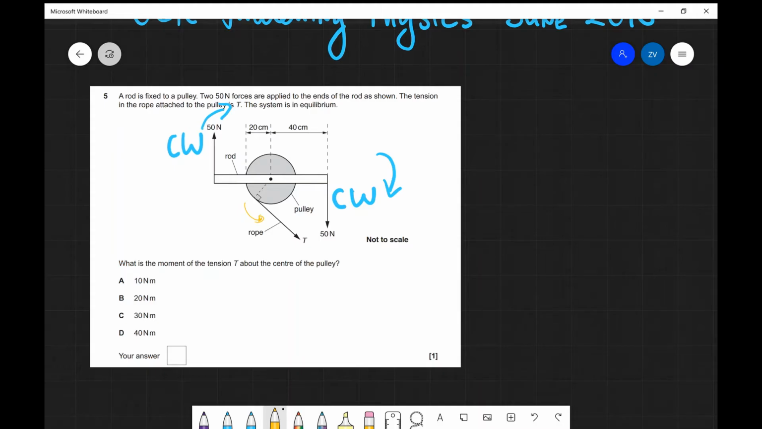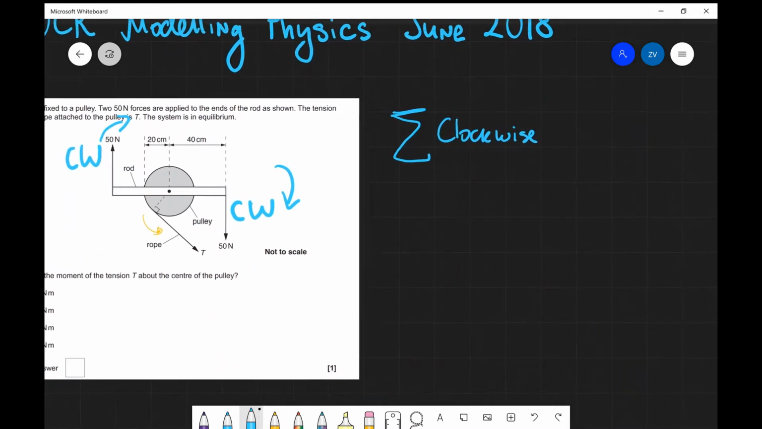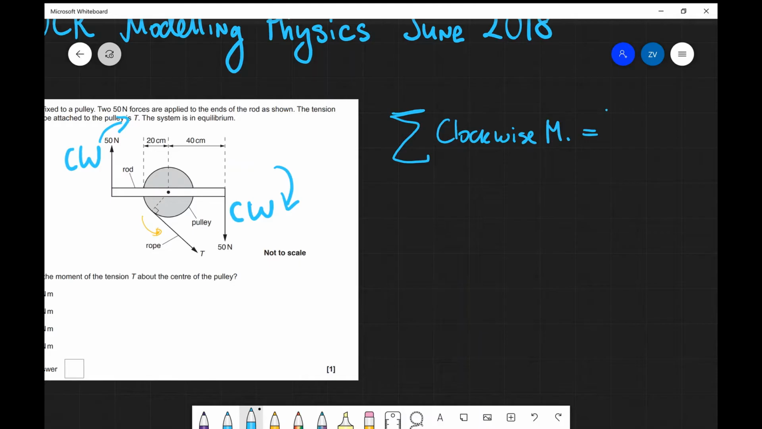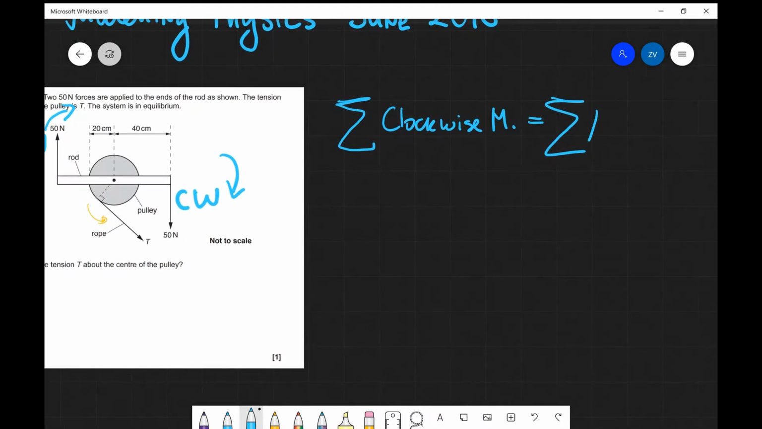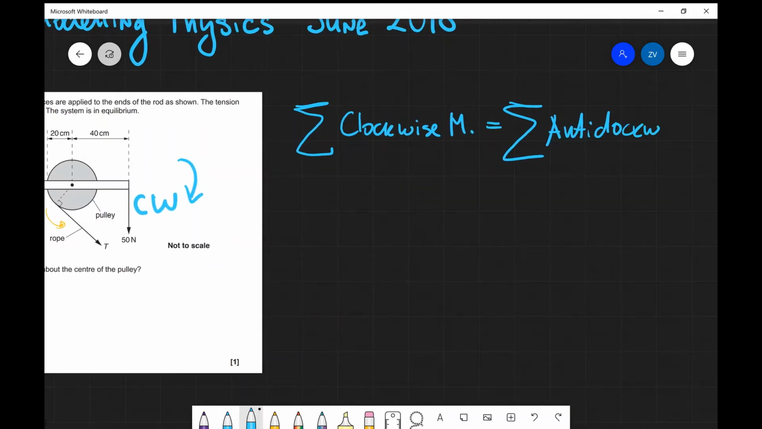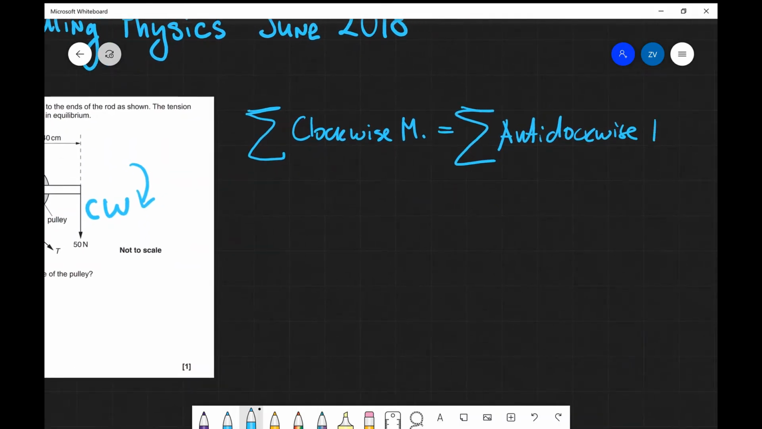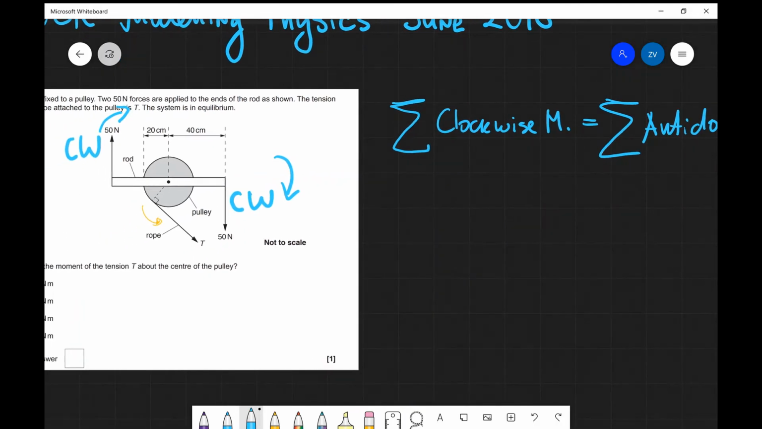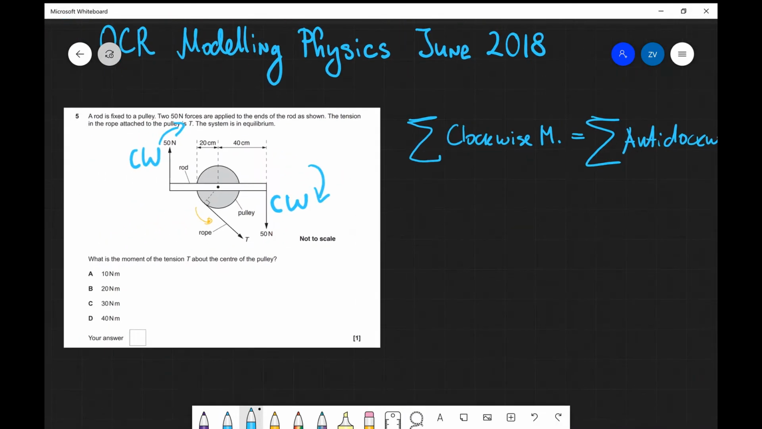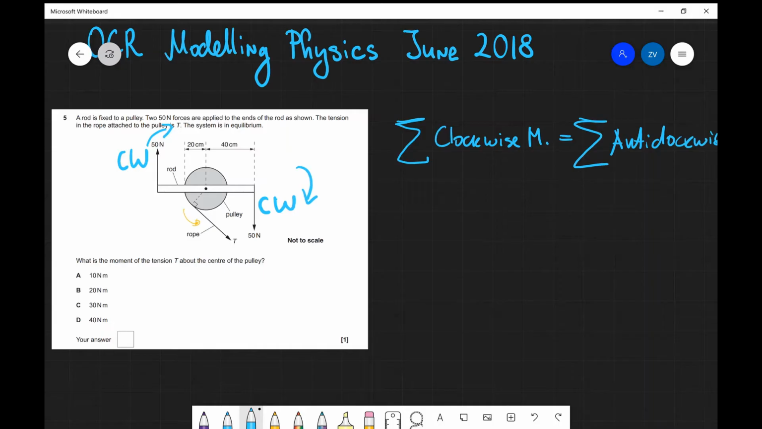Okay, well, because the principle of moments says that the sum of the clockwise moments has got to equal the sum of the anti-clockwise moments. The only force which is providing us with an anti-clockwise moment is T. So let's add all of the clockwise moments first of all.